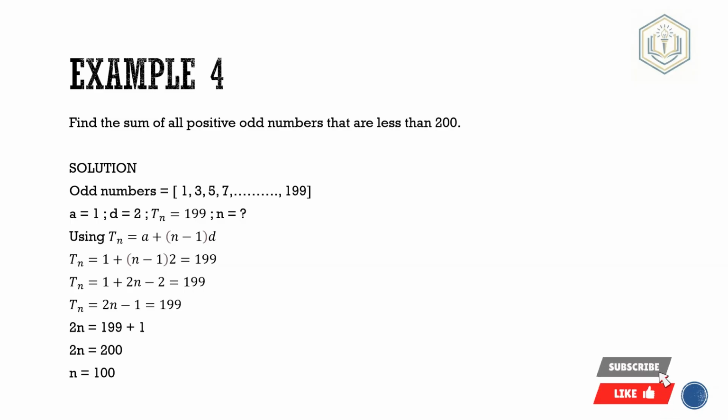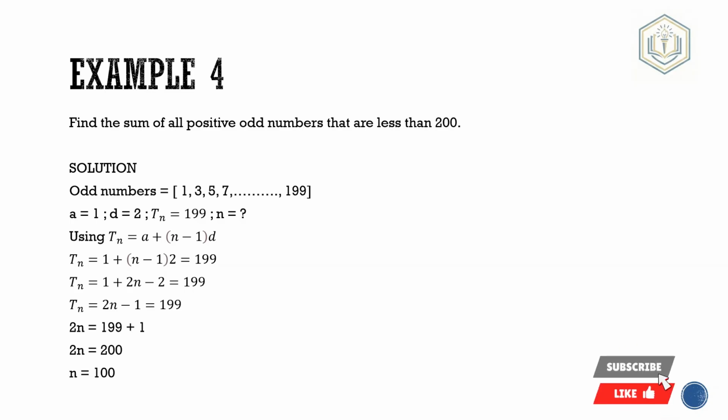So you know your t subscript n equals a plus (n minus 1) times d. So your a is 1. You now have 1 plus (n minus 1), because you don't know your n. What's the common difference? 2. So (n minus 1) in a bracket times 2. We know the value of your last term, which is 199.